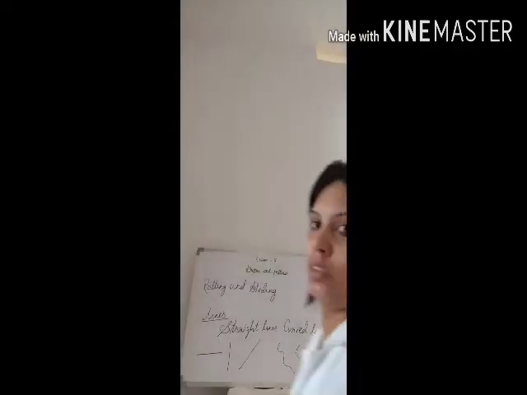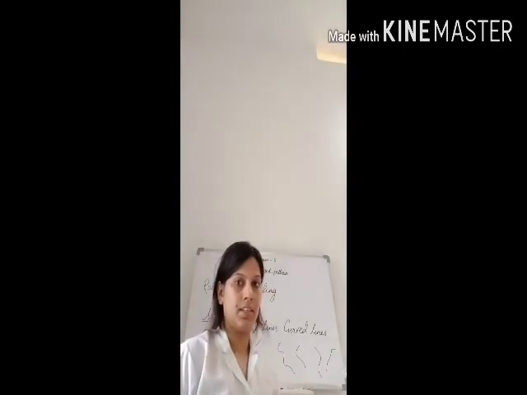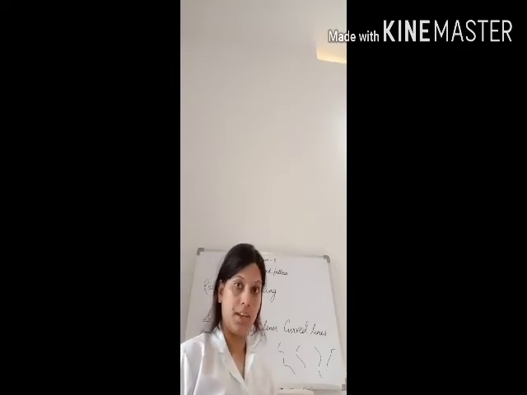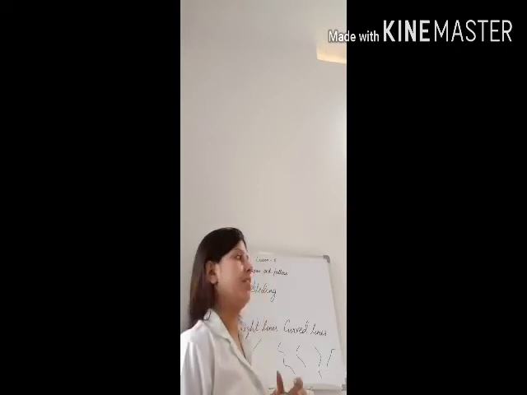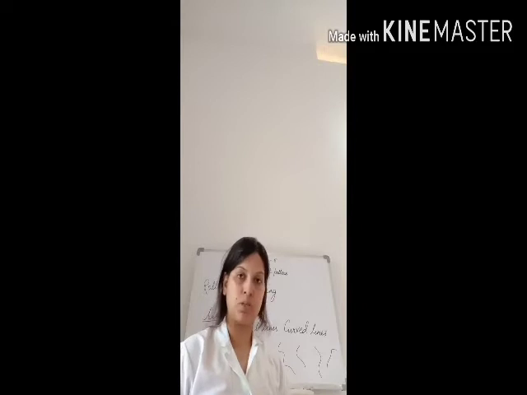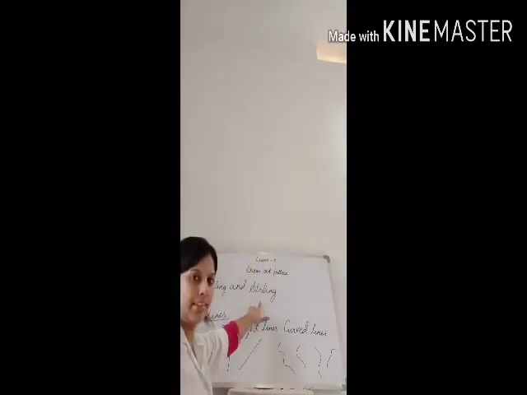Okay. So next is rolling and sliding. If the object is in a round shape, then it will roll. Okay. And if the object is in a flat shape, then it will slide. So in this way you have to know rolling and sliding.